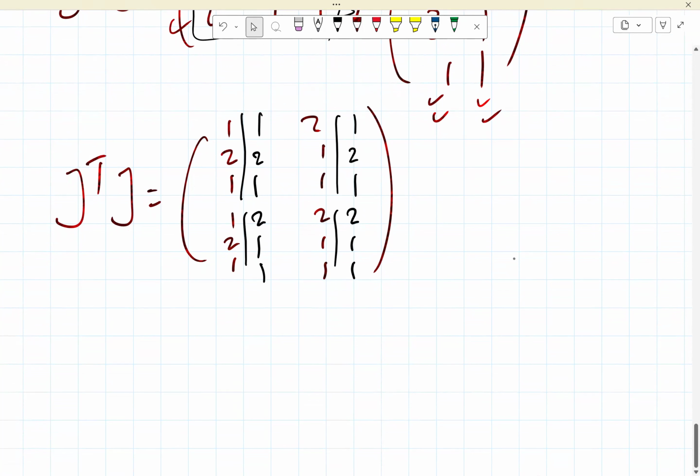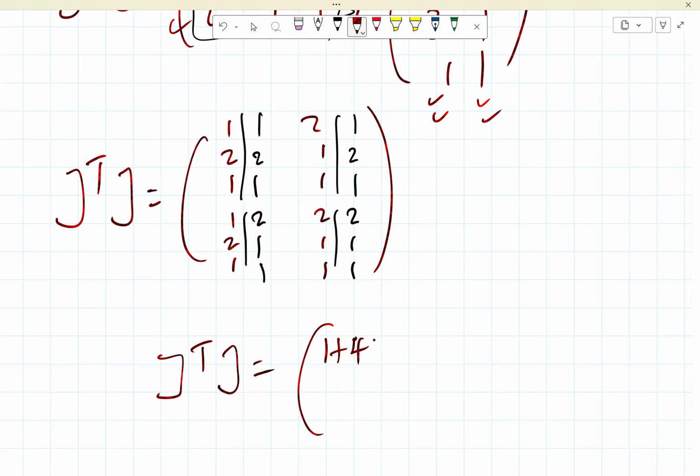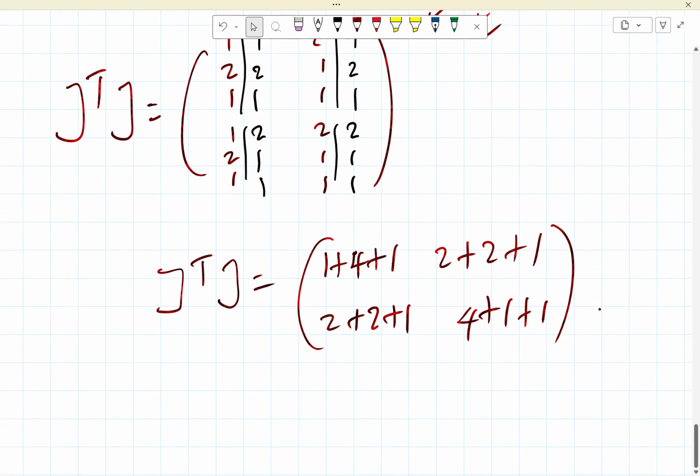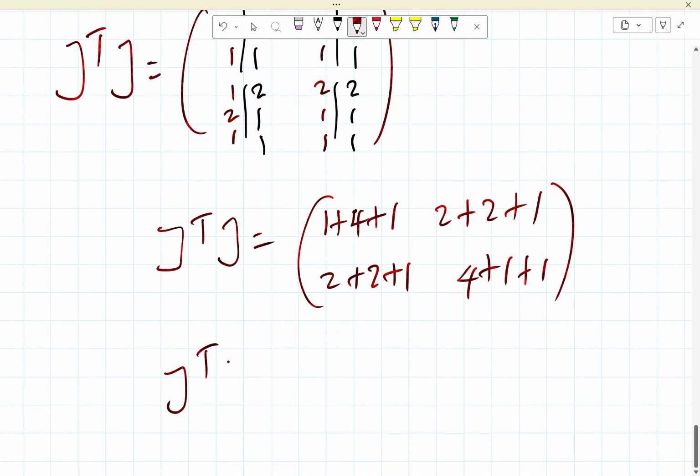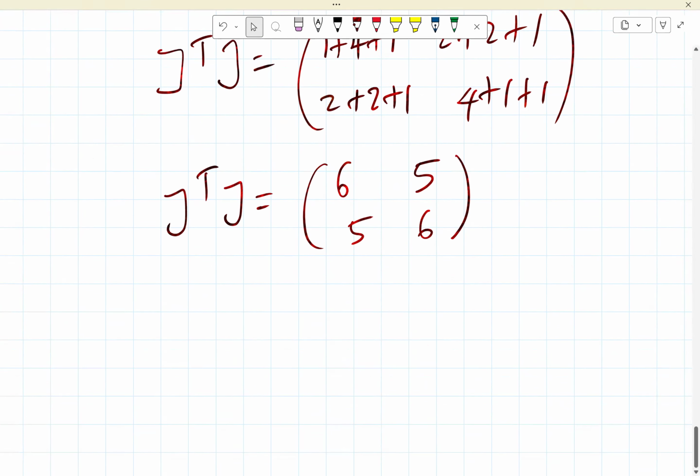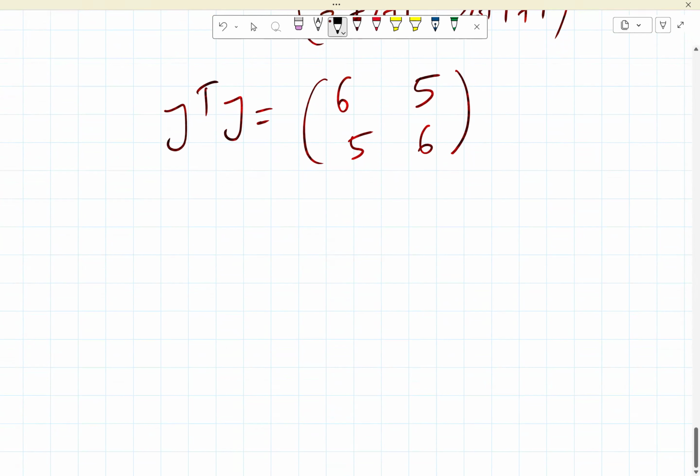So J transpose J can then be 1 times 1, that's 1 plus 4 plus 1. Here, 2 plus 2 plus 1. Here, 2 plus 2 plus 1. Here, 4 plus 1 plus 1. So J transpose J is equal to 6, 5, 5, 6. With that out of the way, J transpose R is the next thing we need.